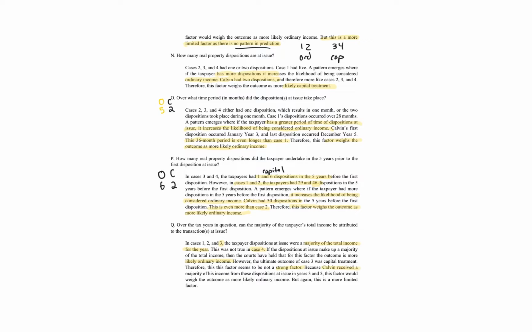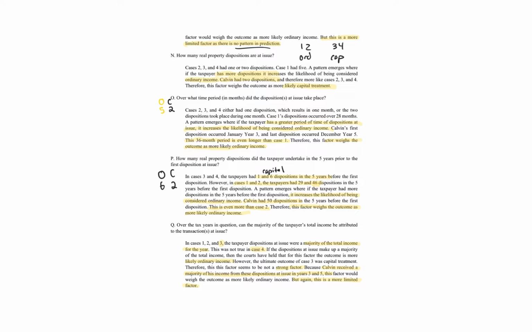Well, Calvin received a majority of his income from the dispositions in years 3 and 5 from these transactions. In year 3, Calvin received a total amount of income of $1.5 million, and he received $1 million from the transaction at issue. In year 5, he received $7 million and $5 million from the transaction at issue. Those numbers, $5 million and $1 million, are more than half of the total income during the year. But again, this is more a limited factor, but still lends itself to being more ordinary.